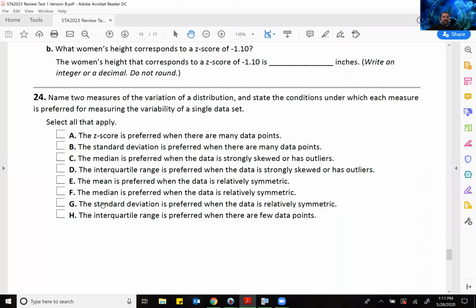It's right down here, G. Standard deviation is preferred when the data is symmetric. Is that true? Yes. So you would select G. Okay, now let's keep going.